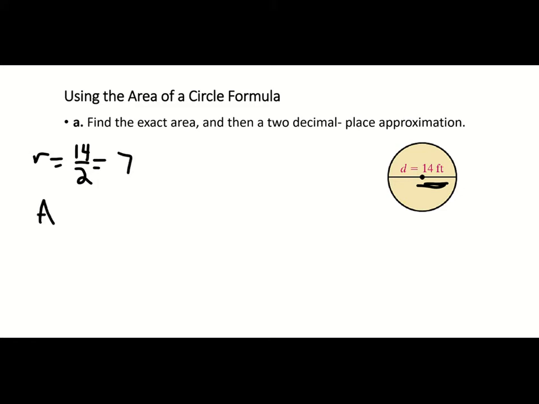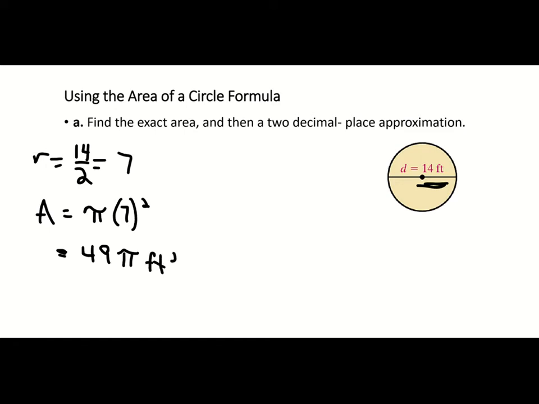So when I'm finding area, I'm going to do pi times radius squared. If I square 7, I have 49, and then we typically put the pi second. So if it's exact, my answer is 49 pi feet squared.